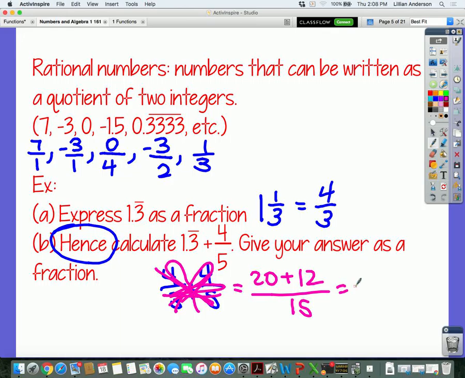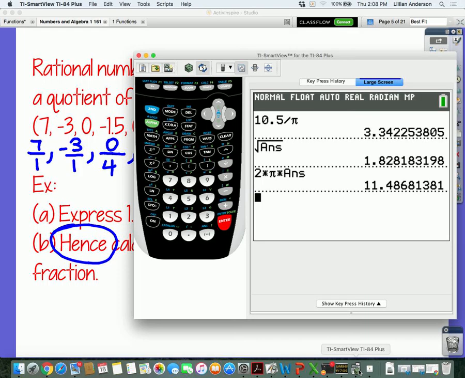What's 20 plus 12? 32 over 15. Now, it says give this as a fraction. And the reason why it says that is because in IB studies, you are allowed to use your calculator all the time. At no point in time are you ever told, no, you can't use your calculator, okay? I just asked you to do it by hand just to see if you learned anything. That's okay? But I'm actually going to show you how to use this calculator here and how you can actually do this, okay? Because that calculator is one of those types of calculators that can do a lot of different things. So let's go ahead and open up our calculator.